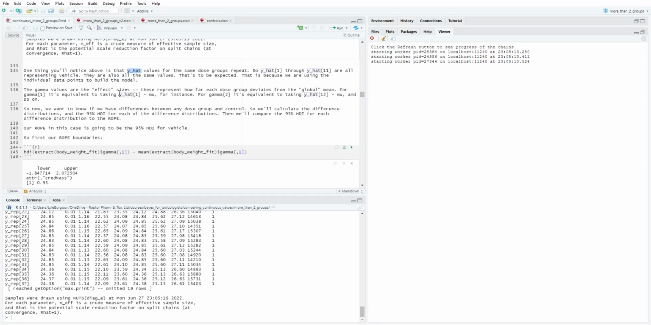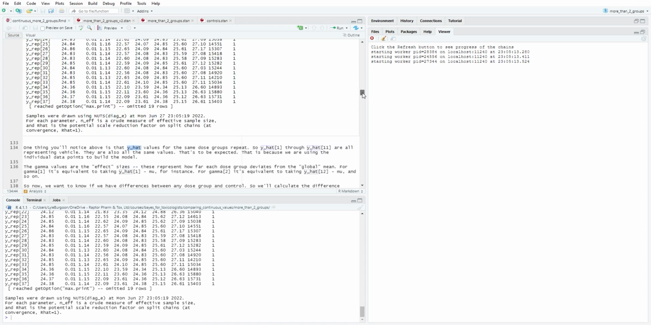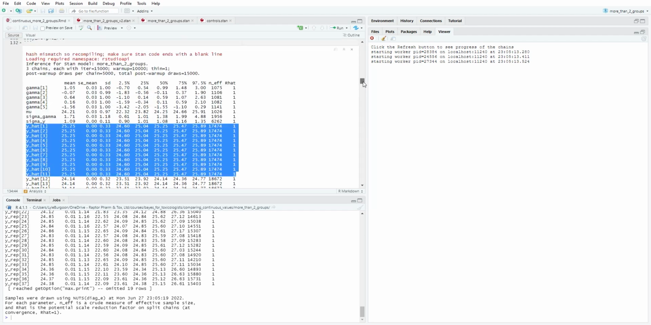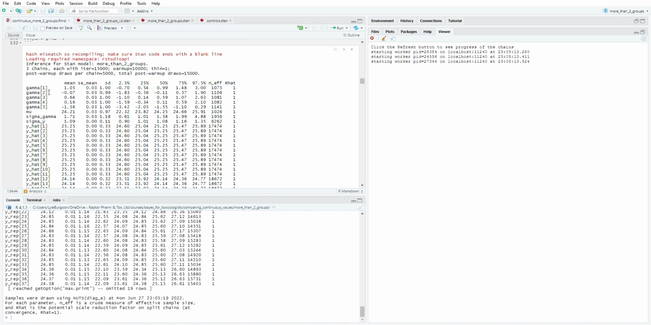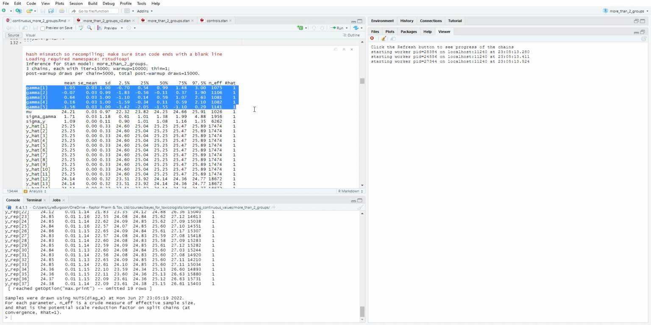The gamma values are the effect sizes. That's what we really care about for this particular instance. So gamma 1 is equivalent to taking y hat 1 minus mu. Gamma 2 is equivalent to taking y hat 12 minus mu, and so on and so forth. So the size of the effects for each of these dose groups is right here in gamma. Again, 1 is control, 2 is 1 mg per kg, 3 is 3 mg per kg, 4 is 5 mg per kg, and 5 is 10 mg per kg. These are the values we're going to use to figure out if treated is different from control.